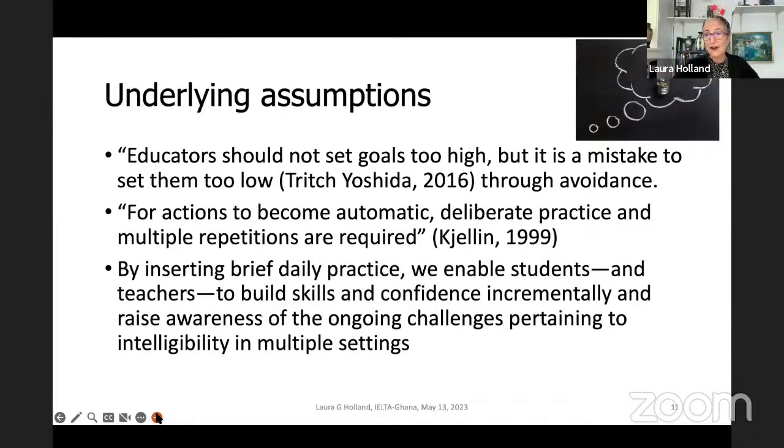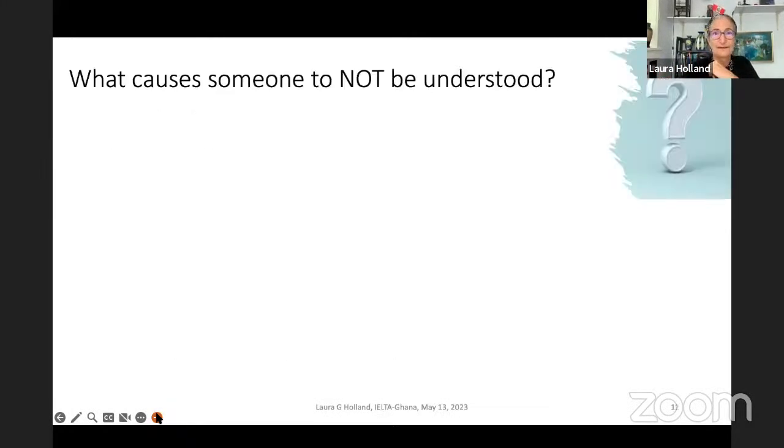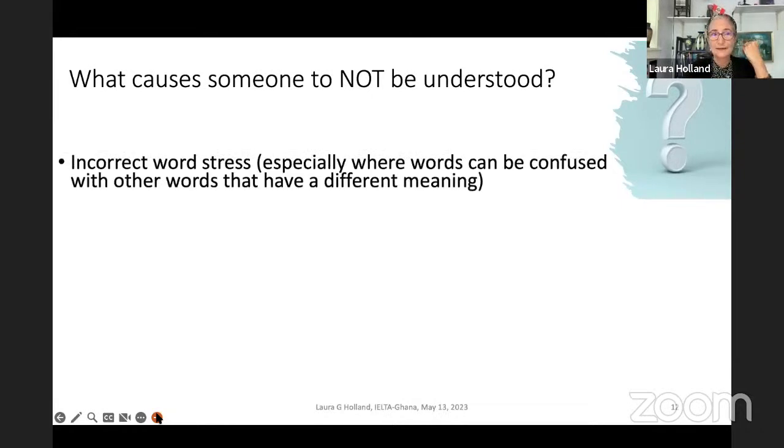The most important part is, are we communicating? If you're getting your message across, great, fantastic. If your listeners are constantly saying, hey, what, that's a clue that you're going to need to work on your or your students' pronunciation. So the question then becomes, what causes someone to not be understood? There are some factors, so here's something we can work on. Incorrect word stress, especially where the words can be confused with other words that have a different meaning, is going to cause a break in communication.